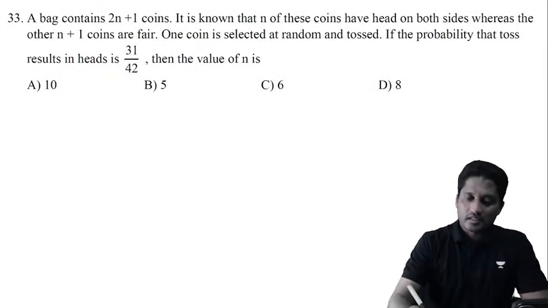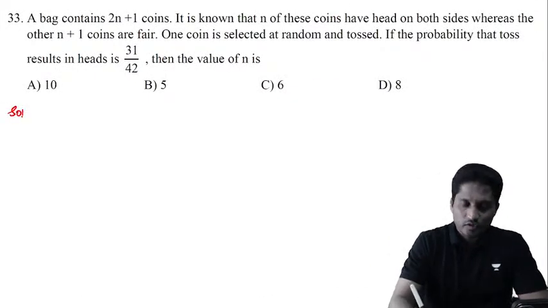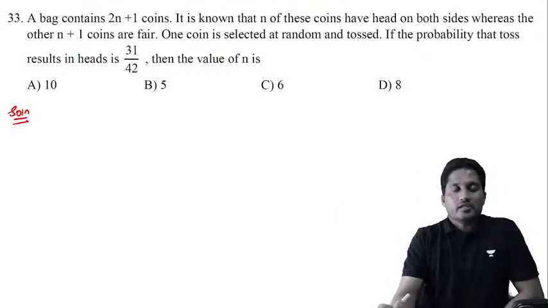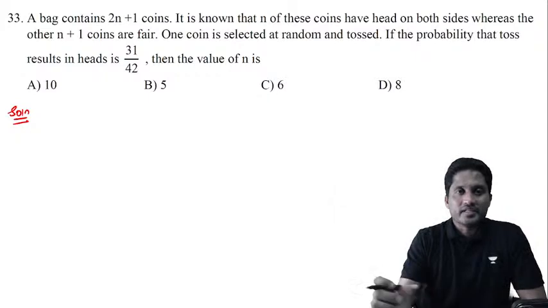Question number 33. This is a question on total probability. Good question. No shortcut can be applied. A bag contains 2n plus 1 coins. So total number of coins is 2n plus 1.